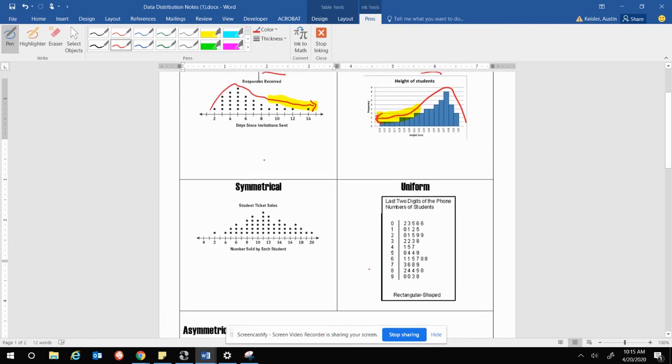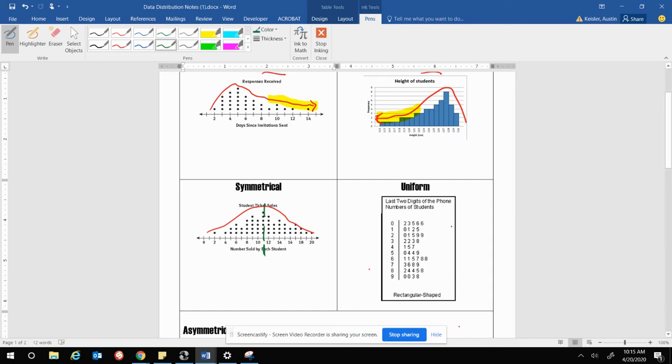Another type that we have is called symmetrical. And if I draw that same line over, I can tell this is pretty much the same on each side. It does not have to be exactly the same, but if I take a look at it, I can tell it's pretty close to being the same on each side. So that's going to be symmetrical because there is not a tail on either side.